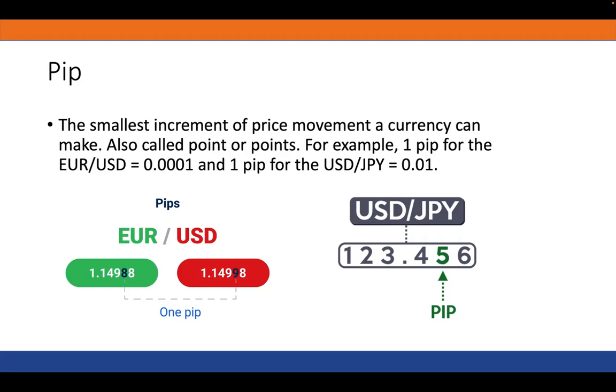Now for the USD JPY, normally they are expressed in 2 decimal places. But if you see a 3rd digit after the 2nd decimal place, that one too is a pipette, and normally we express it in terms of decimal.